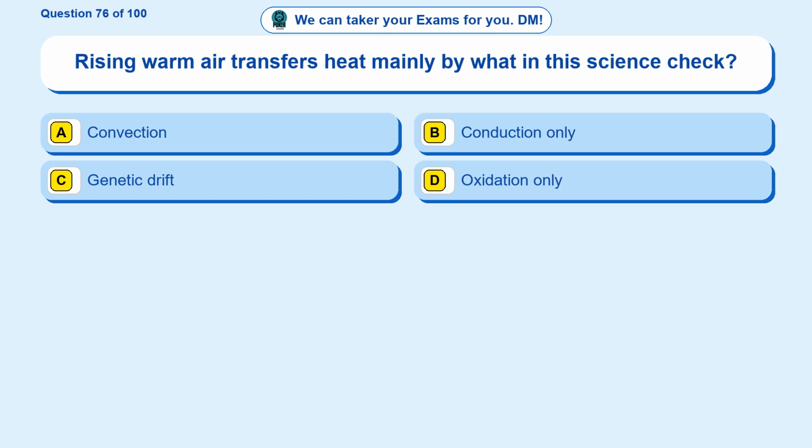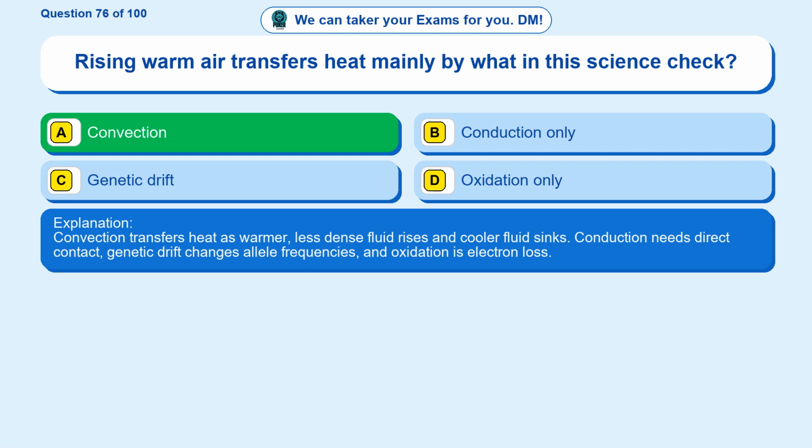Question 76. Rising warm air transfers heat mainly by what in the science check? Option A, convection. Option B, conduction only. Option C, genetic drift. Option D, oxidation only. The correct answer is option A. Convection. Convection transfers heat as warmer, less dense fluid rises and cooler fluid sinks. Conduction needs direct contact, genetic drift changes allele frequencies, and oxidation is electron loss.